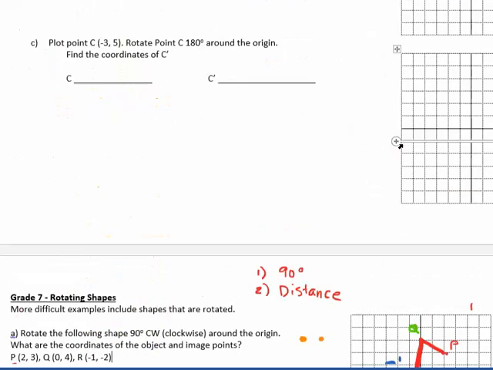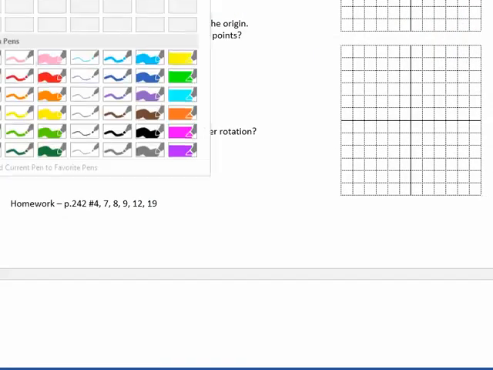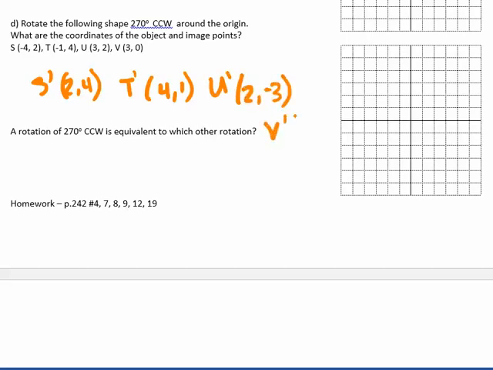And then for letter D, we have S prime is 2, 4. T prime is 4, 1. U prime is 2, -3. And V prime is 0, -3.